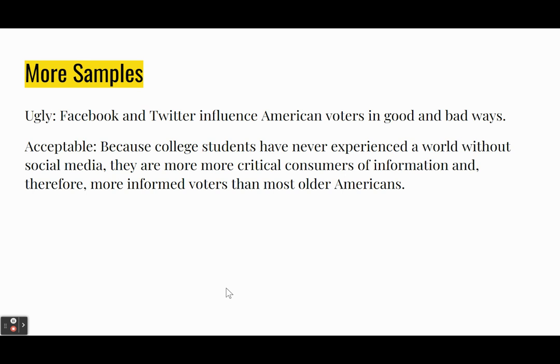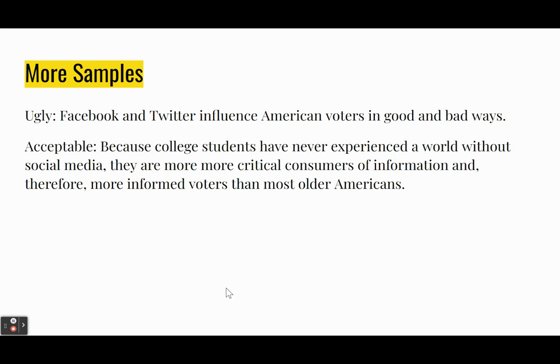Facebook and Twitter, I suppose I should change this to X. I'm still old. Influence American voters in good and bad ways. Well, almost everything influences American voters in good or bad ways. So, I'm going to limit the American voter. Since there's 300 million people, I'm going to talk about college students. I'm going to talk about the fact that they've never lived in a world without Facebook and Twitter, social media. I'm going to group those.